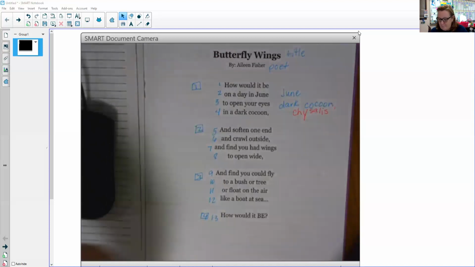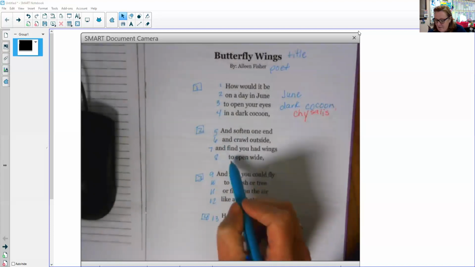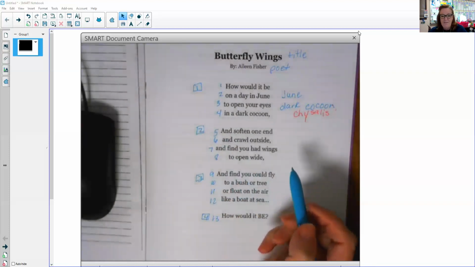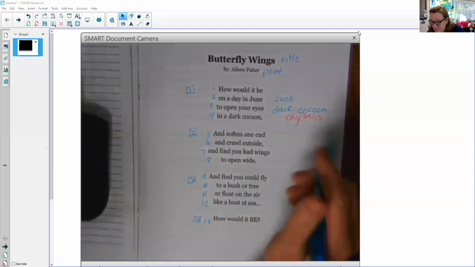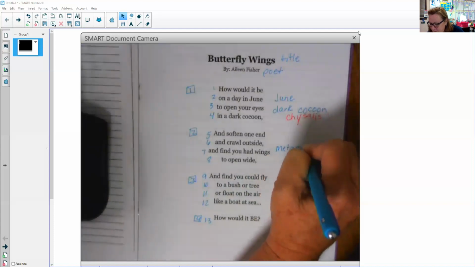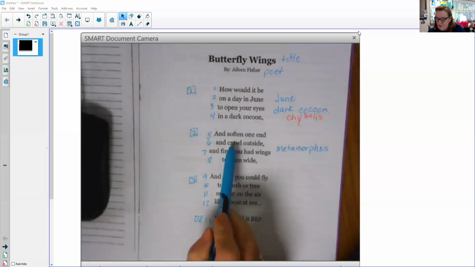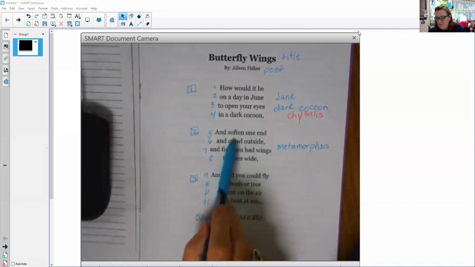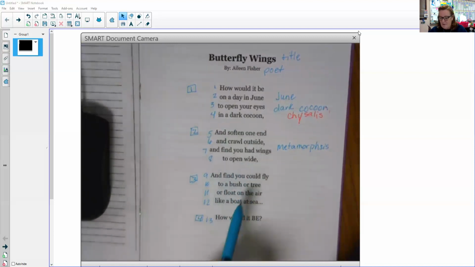Okay. And soften one end and crawl outside and find you had wings to open wide. What happened? You're right, they went through metamorphosis. Because they changed from a little kind of pupa thing into a beautiful butterfly, and it takes a long time to be able to do that.